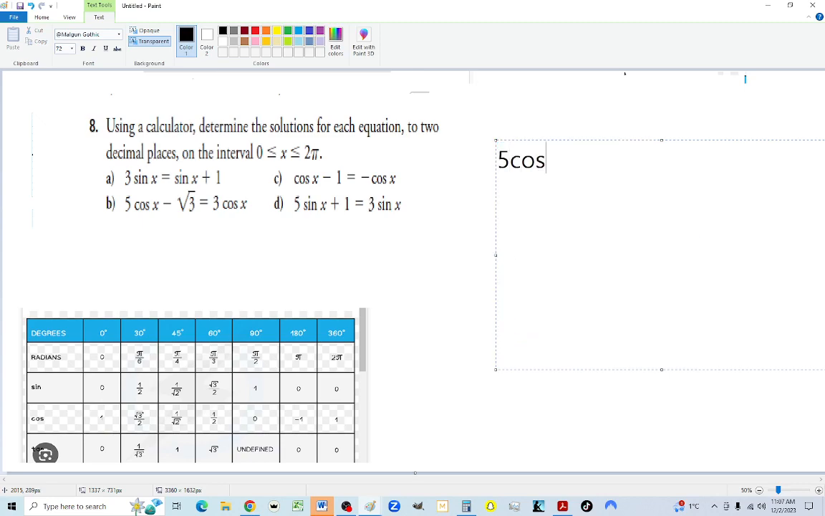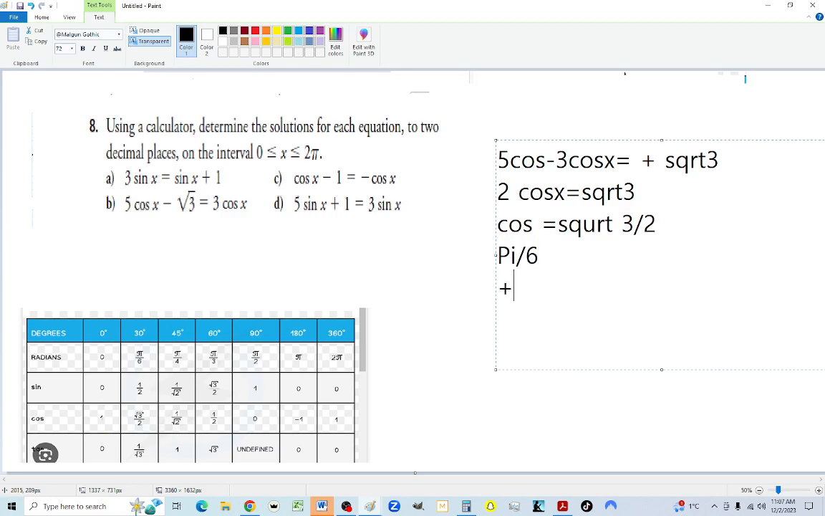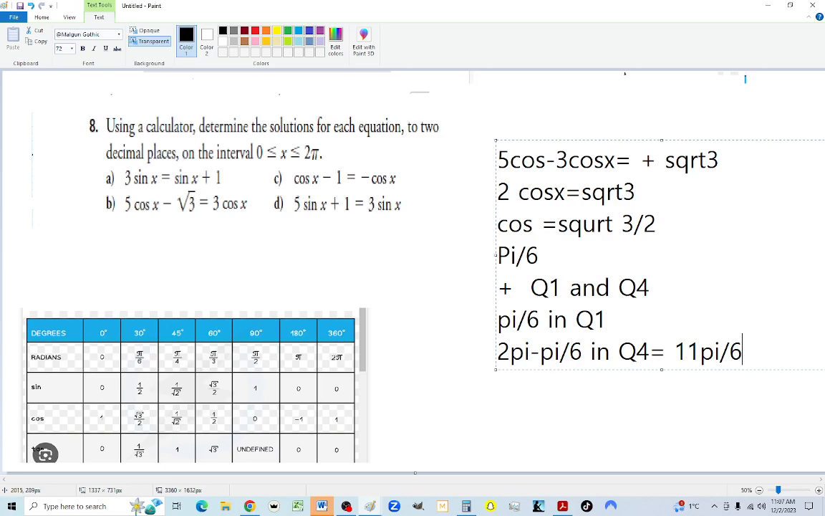5 cos x, subtract 3 cos x, get the square root of 3 on the other side. You get 2 cos x is equal to square root of 3. You get cos x is equal to square root of 3 divided by 2, which for cos is pi over 6. Now, because this is positive, we're talking about quadrant 1 and quadrant 4. So that means we're talking about pi over 6 in quadrant 1 and 2 pi minus pi over 6 in quadrant 4, which is equal to 11 pi over 6.